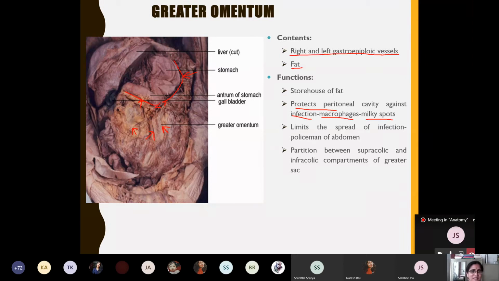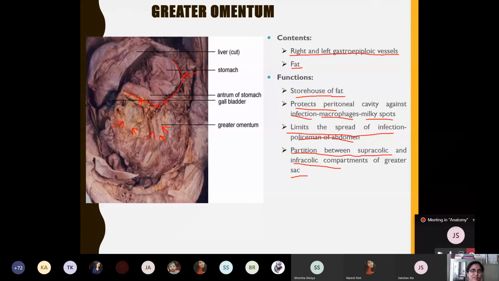Another important function is, as it consists of an abundant amount of macrophages, wherever there is an infection in the peritoneal cavity, this greater omentum will move towards the area of the infection and limit the spread of the infection. That is why the greater omentum is also regarded as the policeman of the abdomen. This greater omentum also acts as a partition between the supracolic and infracolic compartments of the greater sac. In addition to it, the greater omentum consists of an abundant amount of fat. So it is also a storehouse of fat.